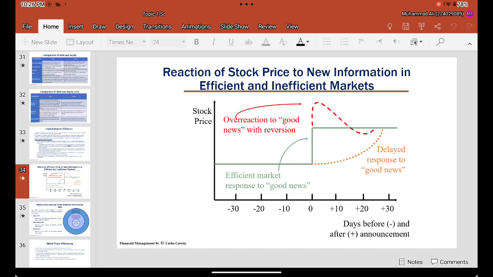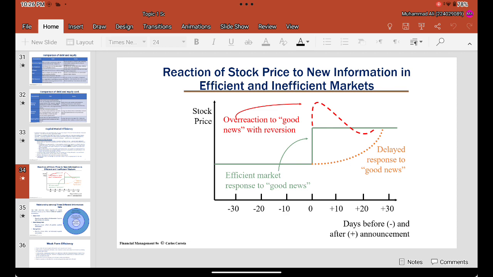This is inefficient when it doesn't represent the price of a share well. Delayed response to good news is in the middle of inefficient and efficient. It's going up slowly, but it's taking too long to go up. Good news should make the price go up to where it's valued at, the good news, and stay there.